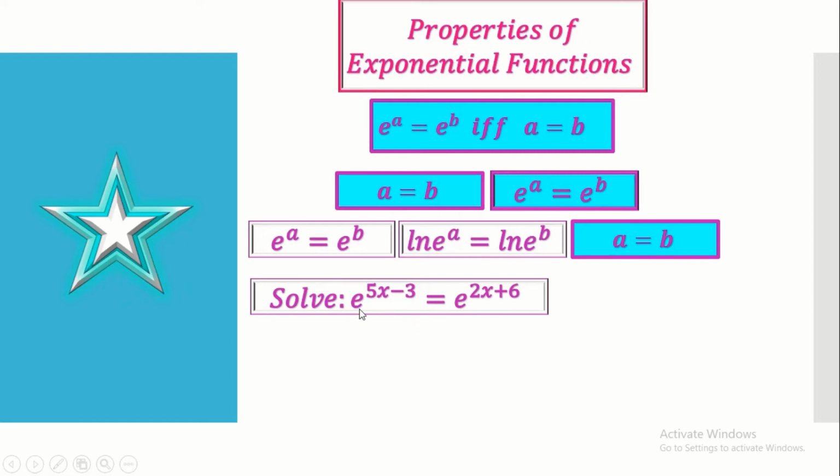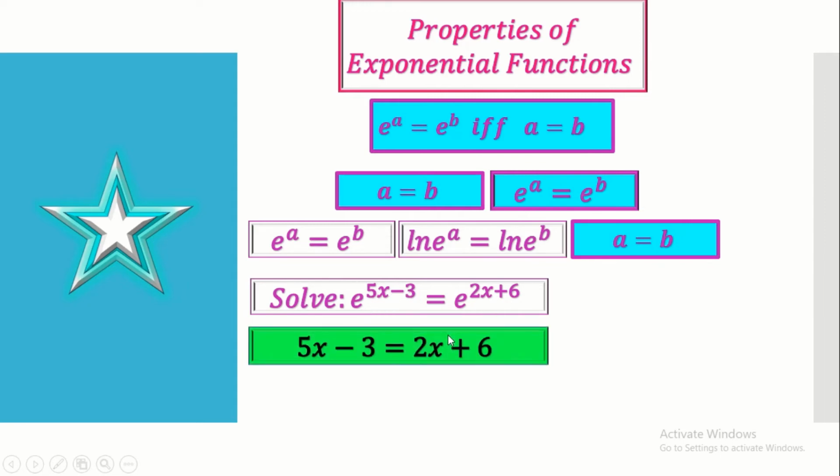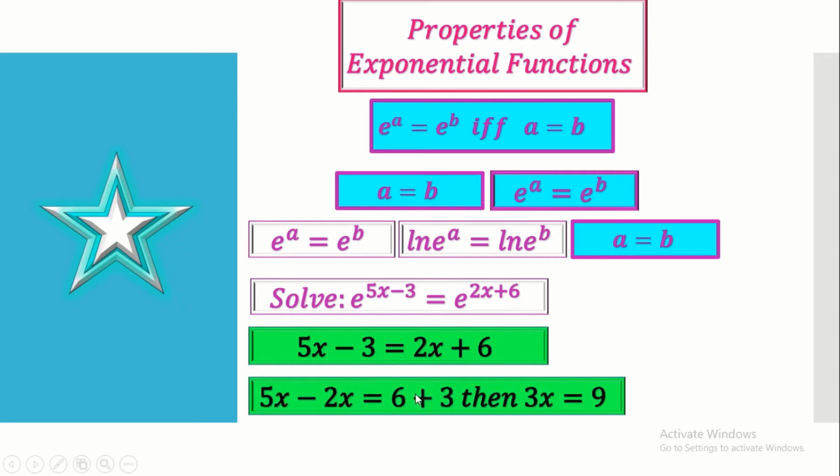Let's have an example or exercise to solve. Solve exp(5x - 3) equals exp(2x + 6). Well, can't we conclude in this case that 5x - 3 will be equal to 2x + 6? Now we can just solve. We move the unknowns to one side and the numbers to the other side. We get 5x - 2x equals 6 + 3. Then 3x will be equal to 9.